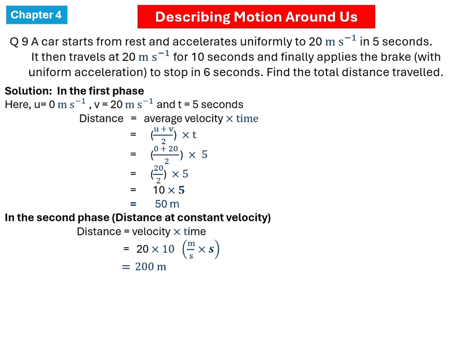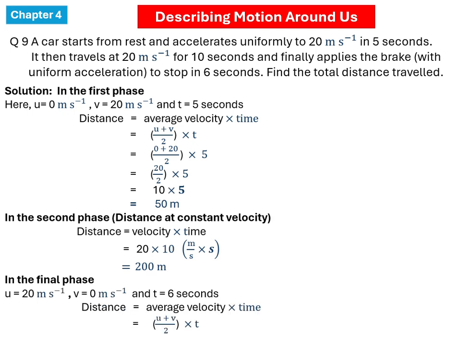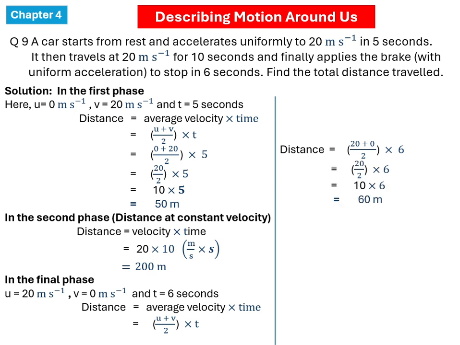Now let's see the third phase. In the third phase, what is happening? The car applies the brake with uniform deceleration and stops in 6 seconds. So in the third phase, the initial velocity will be 20 meter per second. Final velocity will be 0 meter per second because the car is going to be stopped, and time will be 6 seconds. So you can calculate the distance for the third phase by using the average velocity formula. So distance equals average velocity into time, which will be 60 meters.